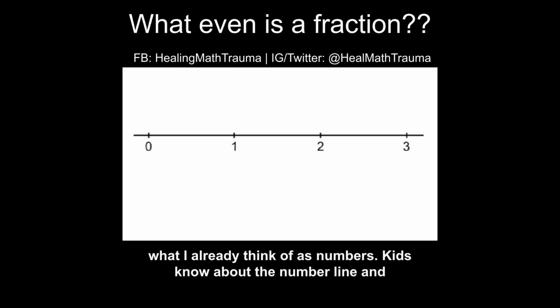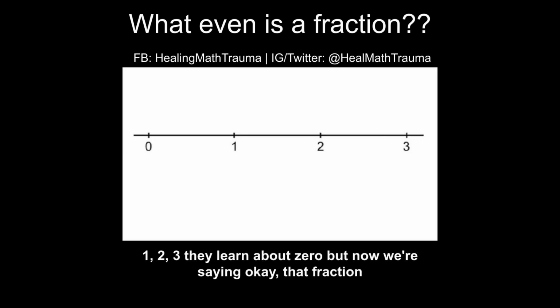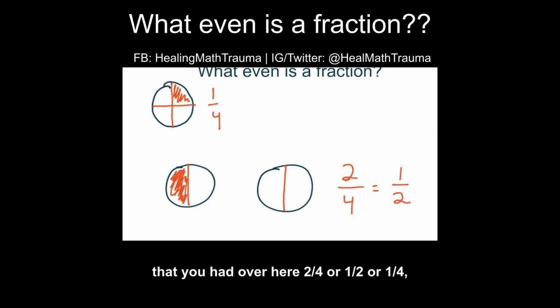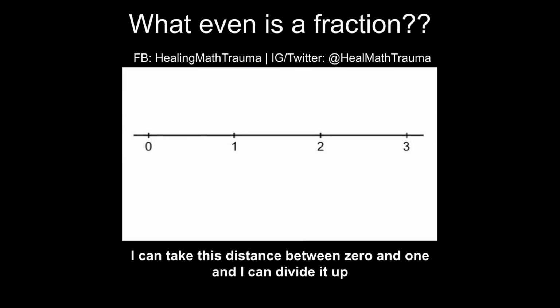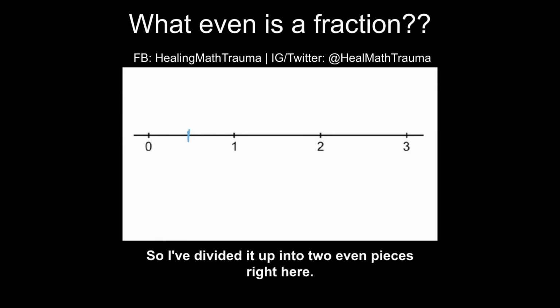Kids know about the number line, and when they initially learn about the number line, they think about whole numbers, one, two, three. They learn about zero, but now we're saying, okay, that fraction that you had over here, 2/4 or 1/2 or 1/4, you can represent that on the number line. I can take this distance between 0 and 1 and I can divide it up into even pieces. So I've divided it up into two even pieces right here.